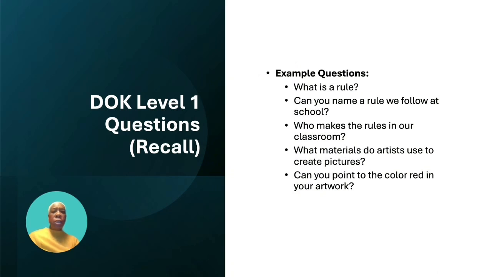So, what kind of questioning would you use in each of these levels? Well, the higher order thinking questions for level one would be something as simple as, again, you're trying to recall. So, you're trying to ask them, what is a rule? Can you name a rule that we follow in school? Something as simple as that. And here are some other examples in order to do that.